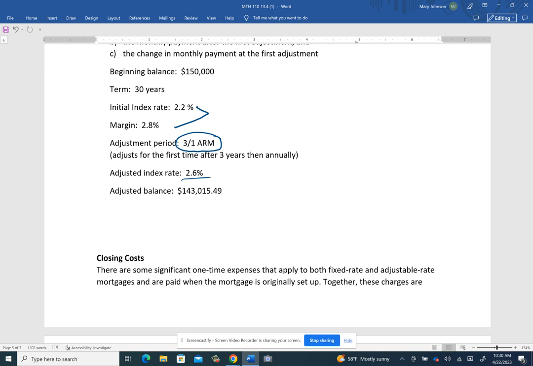But anyway, don't really have time to do much with that. I didn't want to overwhelm you in this section with this material. So I'm going to wind up doing a video now on closing costs.